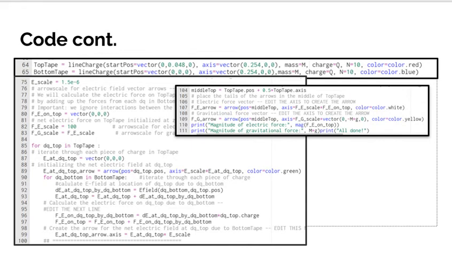Lines 85 to 100 loop through all 10 segments of the tape to calculate the electric field at each individual point charge in the tape. Finally, in the rightmost image, the arrows were created for the overall electric field value on the top tape and the gravitational force.